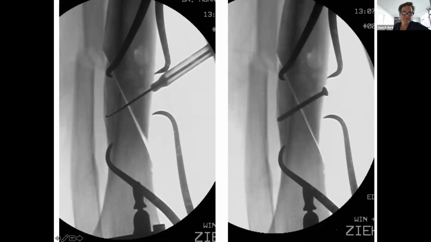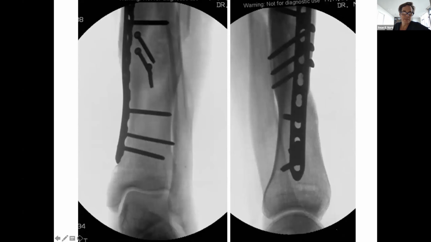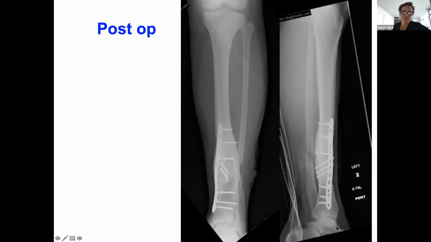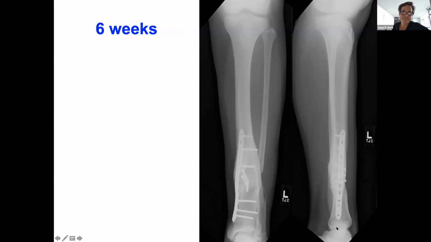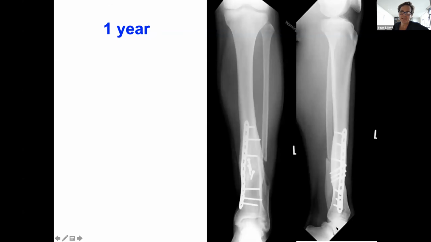Intraoperative radiographs. So again, multiple lag screws, neutralization plate. You can see these osteotomies are healed by the recovery room because there's such a nice long obliquity. And that's him at 6 weeks and at 1 year.